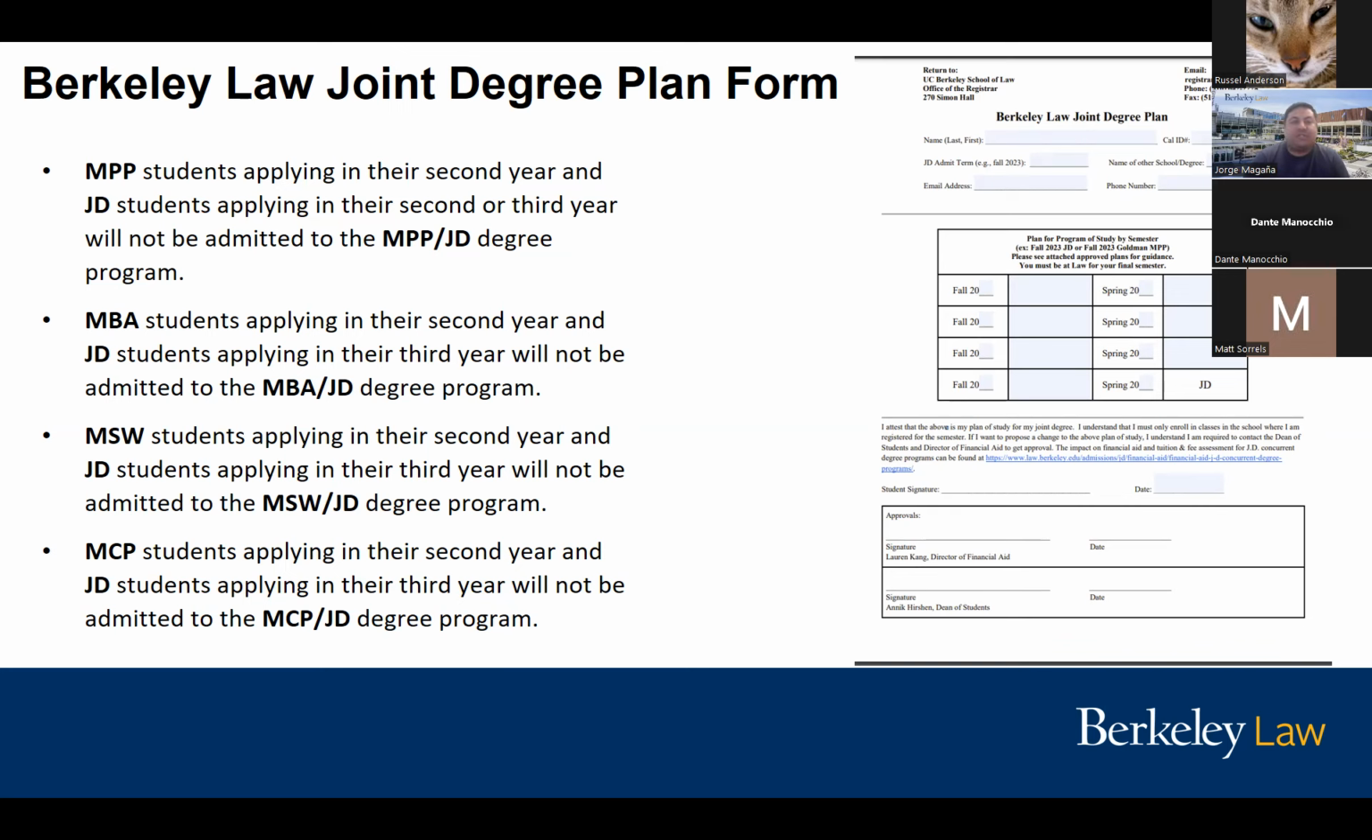Masters of Social Welfare students applying in their second year and JD students applying in their third year will not be admitted to the MSW JD program. Masters of City Planning students applying in their second year and JD students applying in their third year will not be admitted to the MCP JD degree program. So keep this in mind when you're thinking about applying. You obviously want to decide pretty soon, and then once you decide, make sure you apply in time, because if you don't apply in time, you're not giving yourself a chance to be accepted to these programs.